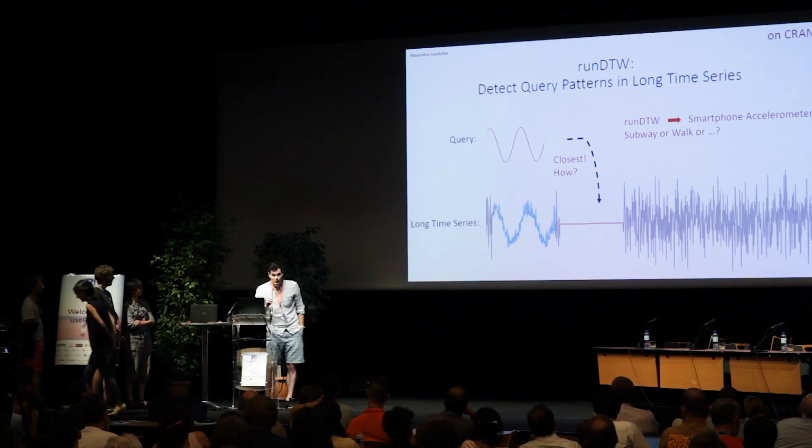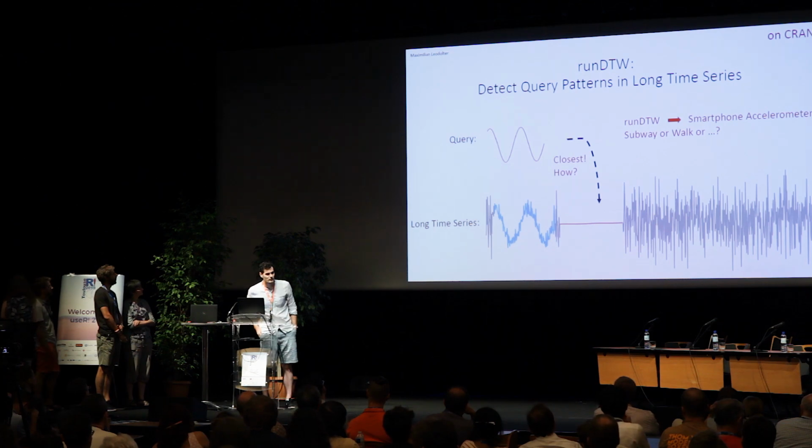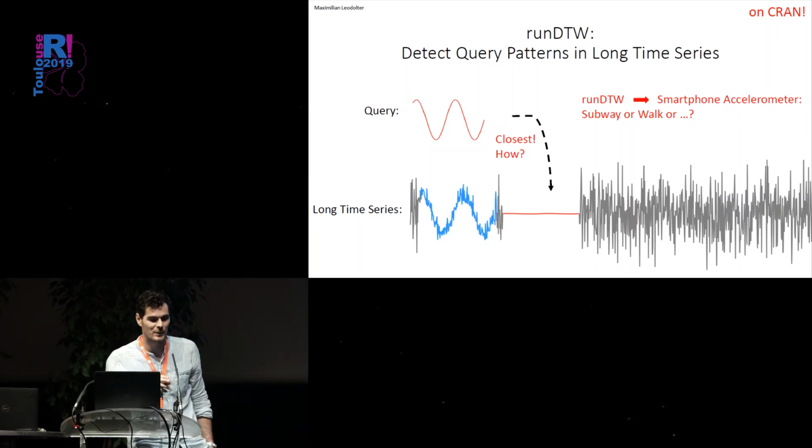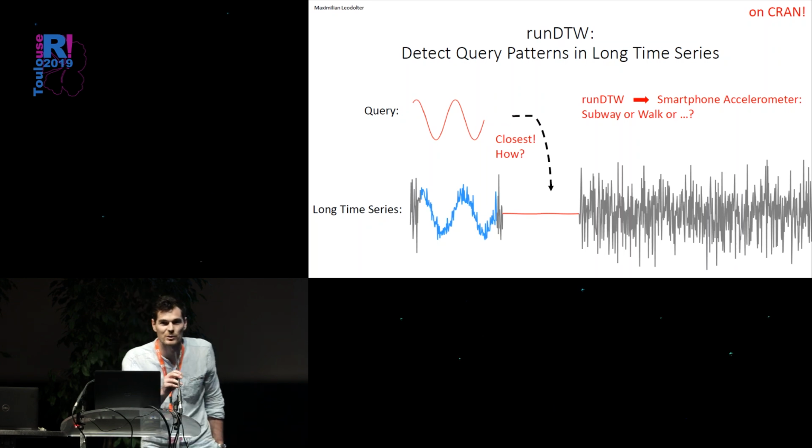Hi, I'm proposing an algorithm to detect query time series in a long time series by dynamic time warping. Come to my poster and I will tell you why the red segment is the best fit to the red query time series. It's available on CRAN as part of my R package for incremental dynamic time warping. Thanks. Come to my poster.